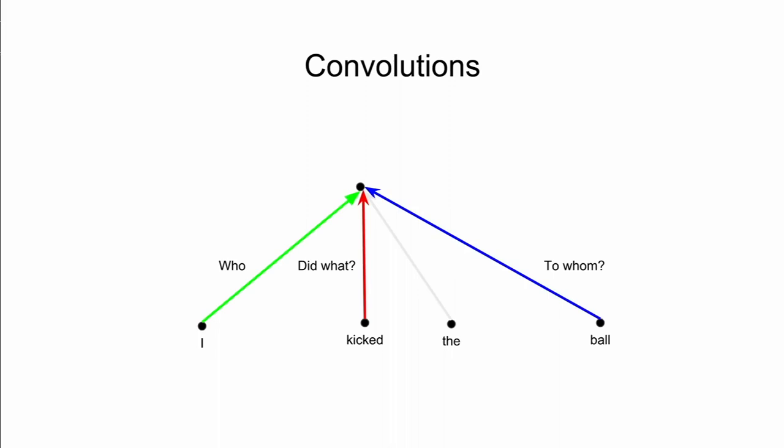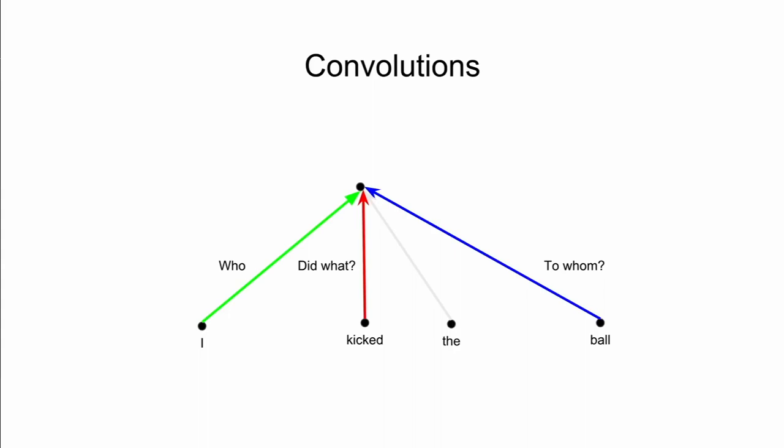There's still one problem. In language, typically, we want to know who did what to whom. Now imagine you applied a convolutional filter. Because you have different linear transformations based on relative distances, this linear transformation on the word who can learn this concept of who and pick out different information from the embedding of the word I. And the red linear transformation can pick out different information from kicked.